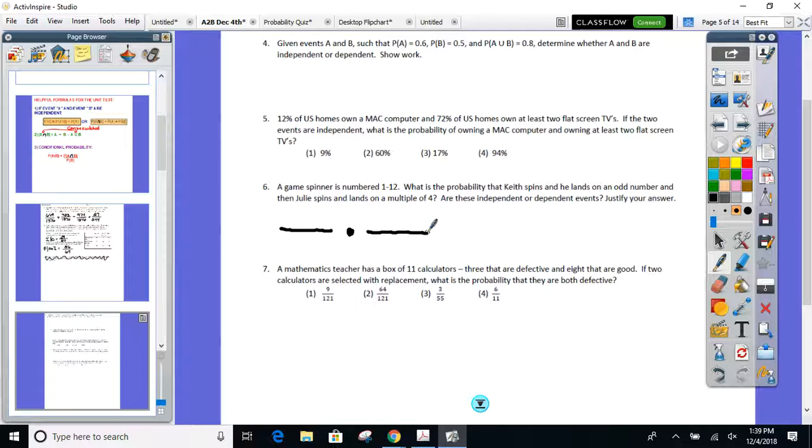All right, Keith goes on, spins away. Probability he gets an odd number. Oh boy, do I need to list them out? 6 out of 12.